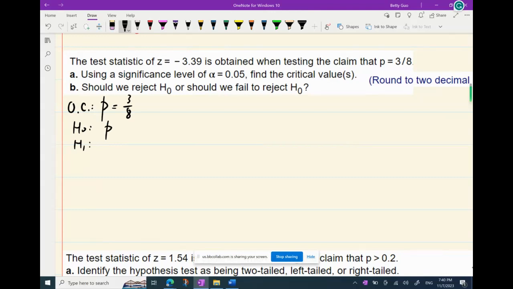Yeah, the null is equal. So in this case, our original claim is the same as the null. Then how do we find the alternative? When you read the question, there's nothing said about bigger than or less than, so our alternative is supposed to be p not equal to. So the alternative is p is not equal to 3 over 8. This is a two-tailed test. Two-tailed z-test.